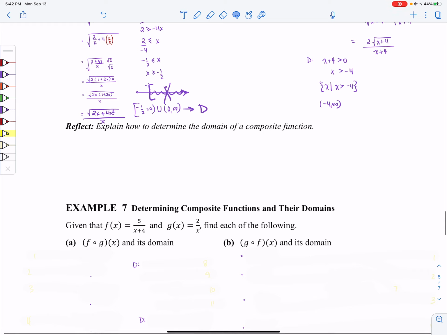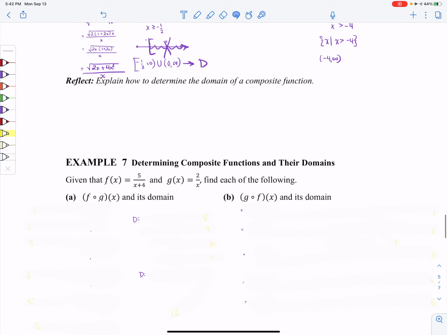So again, how do you determine the domain? You just have to ask yourself about the cases. Do we have division by 0 possibly? And do we have an even root? Most commonly in this course, it's going to be square roots.